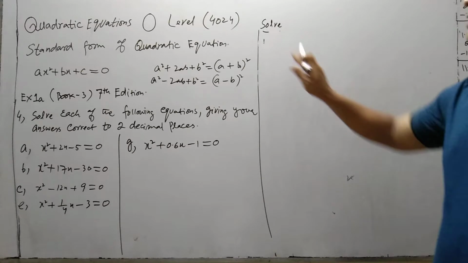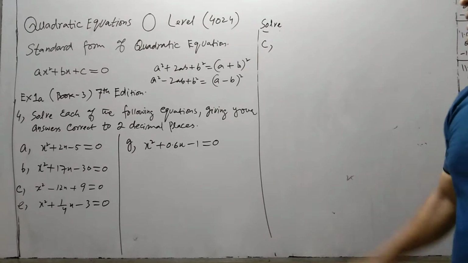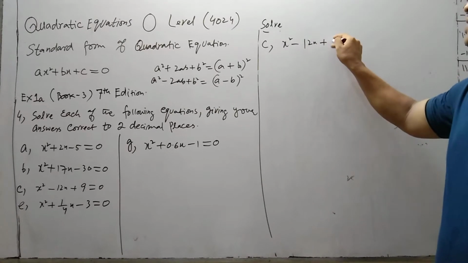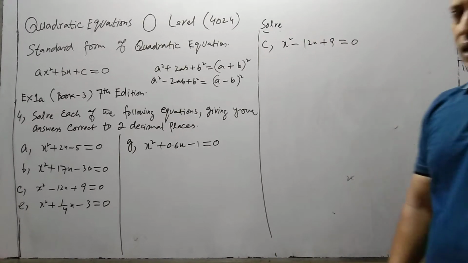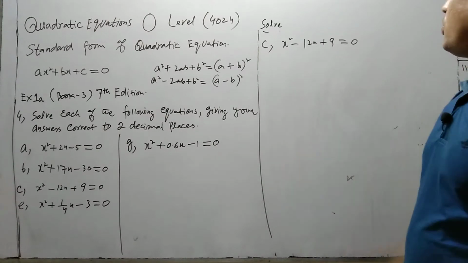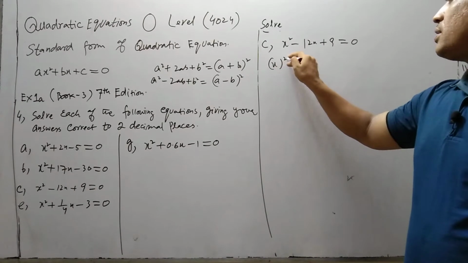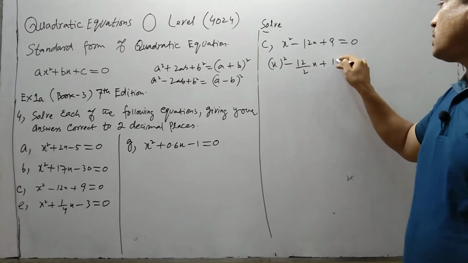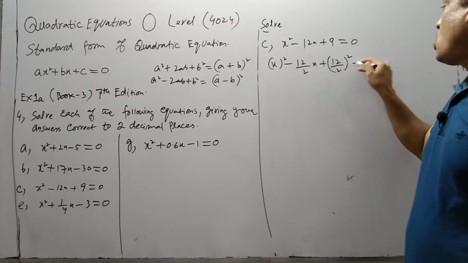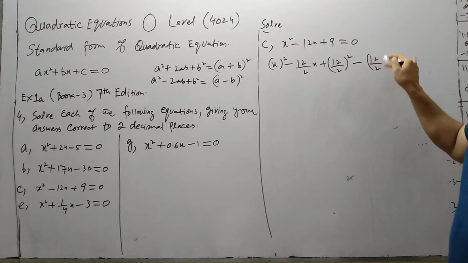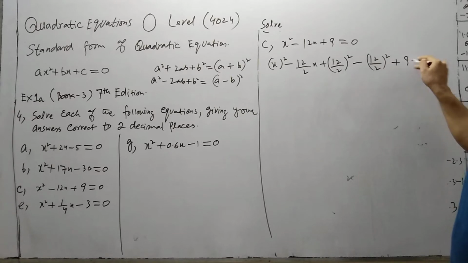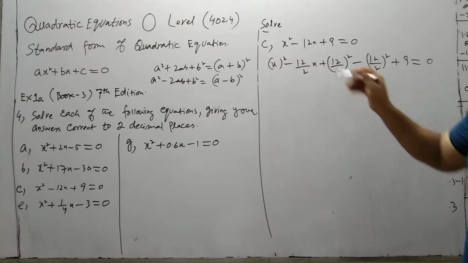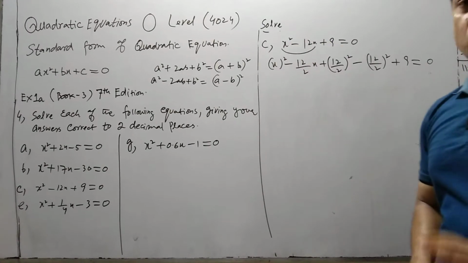Next is our part C. Part C is x² − 12x + 9 = 0. The same work has to be done. What is the work? x², divide the coefficient of x by 2, write it with plus and with minus, and this constant remains 9, because we cannot touch this constant. All working applies on these two terms.